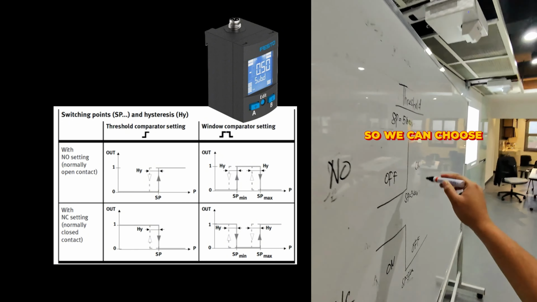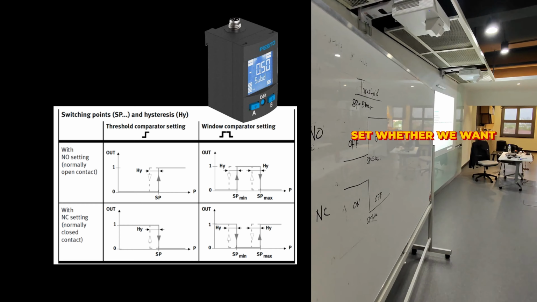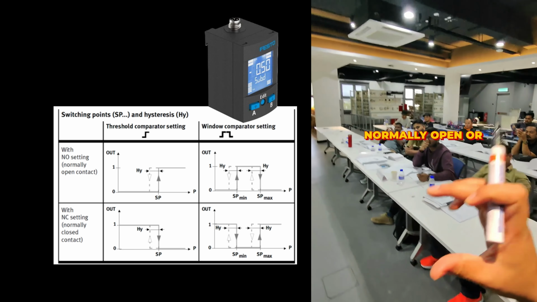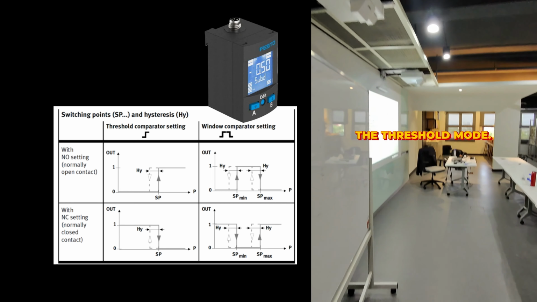So we can choose the set pressure we want later, okay? And we can also set whether we want our signal to be normally open or normally closed on the sensor. So this is the threshold mode.